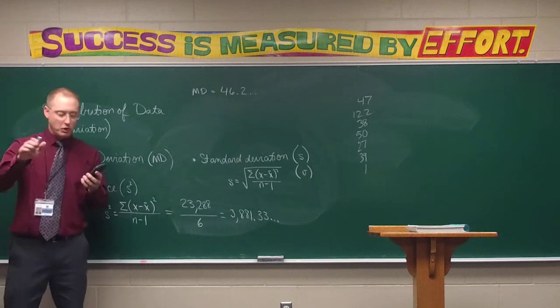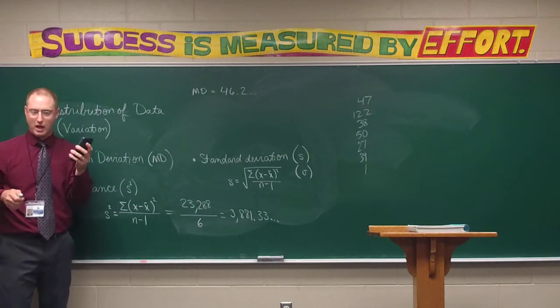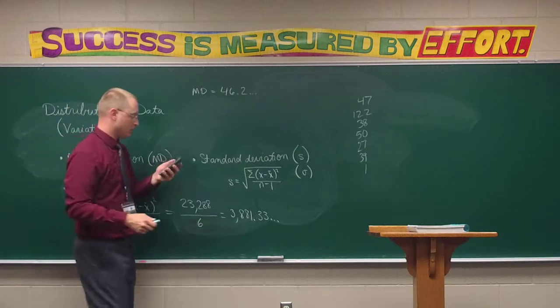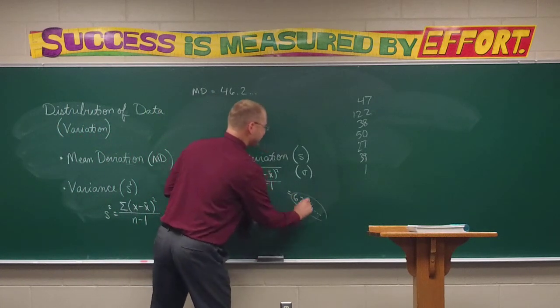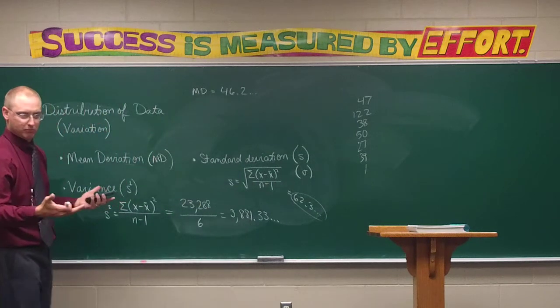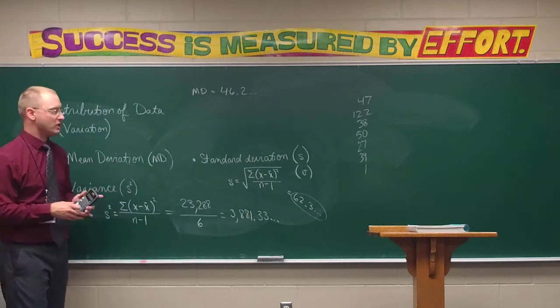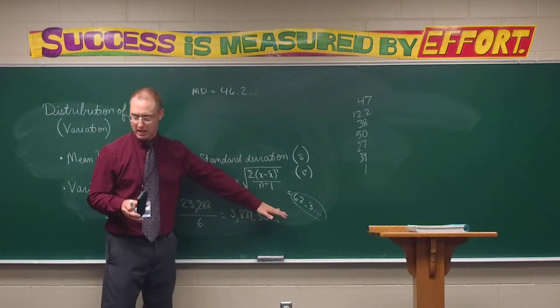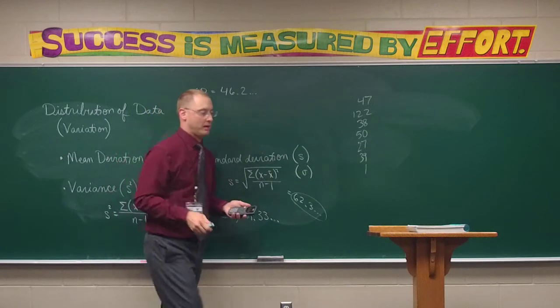Those of you who took the square root, you see the standard deviation in front of you. What is it? 62.3 and so on. That's the standard deviation, okay? For a data set of numbers that are in the 700s, 800s, 900s, that's not a bad standard deviation. But your calculator could do it this way.